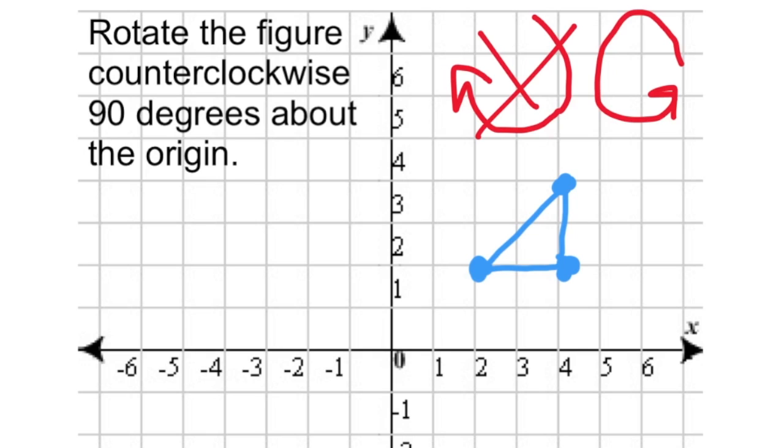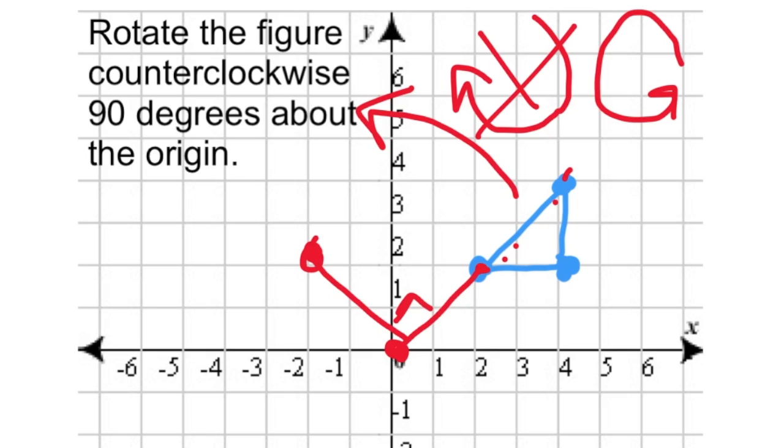So we need to send the triangle around the origin 90 degrees counterclockwise, which means it's got to turn in that direction. Start with the easiest point, the closest one to the origin. Draw a line from it to the origin. We need to make it turn 90 degrees, so it needs to go off at a 90-degree angle from the origin. So there's my 90-degree angle. And the distance between the origin and the point needs to stay the same. So it's going to be the same distance away.